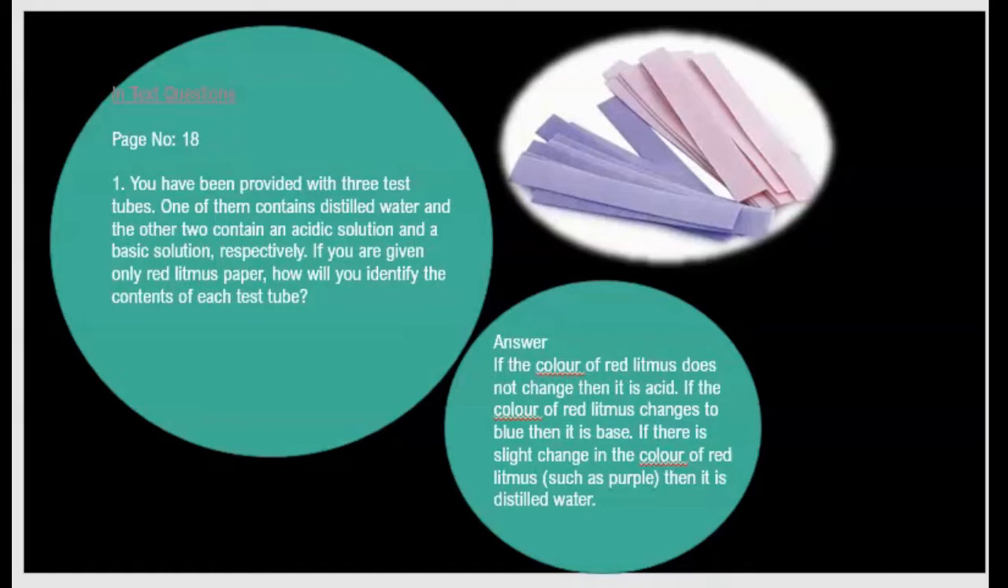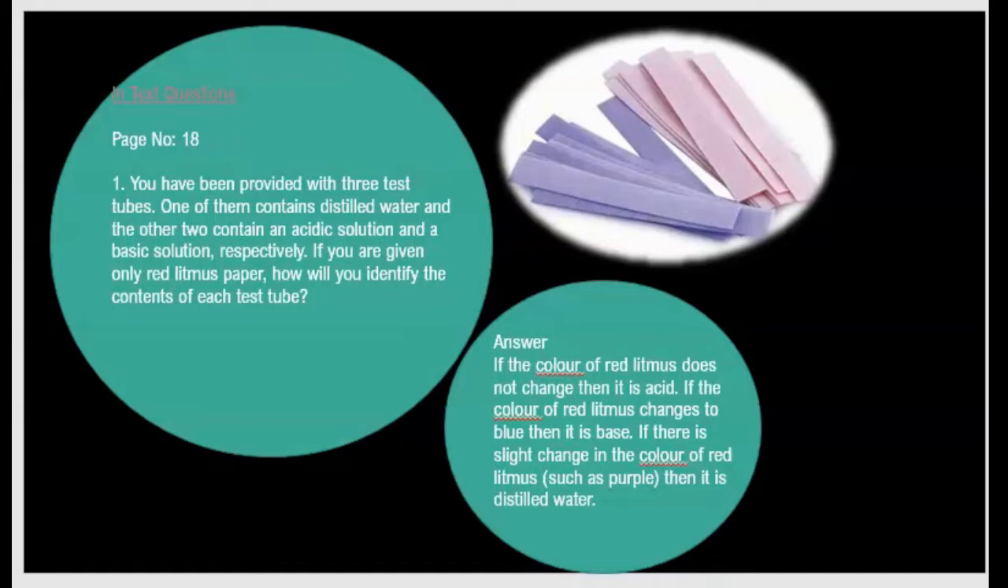One of them contains distilled water and the other 2 contain an acidic solution and a basic solution. These 2 solutions are colorless. Of course, the water is also colorless. So 3 test tubes carry acid, base and water. If you are given only red litmus paper, how will you identify the contents of each test tube?